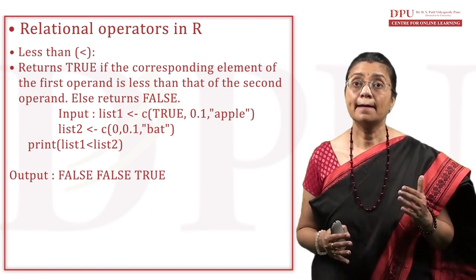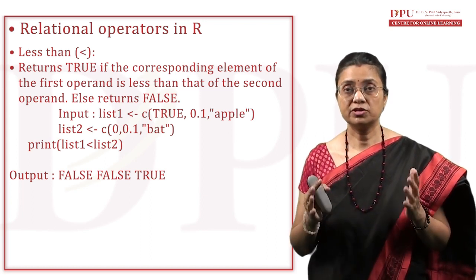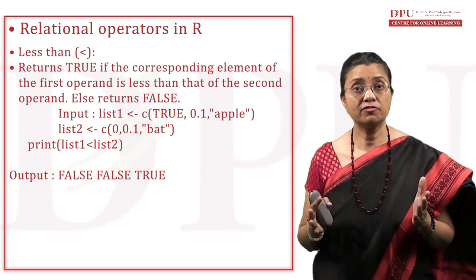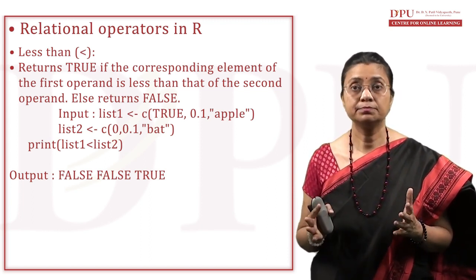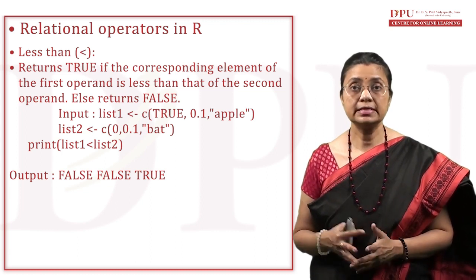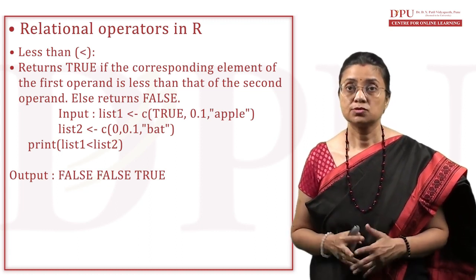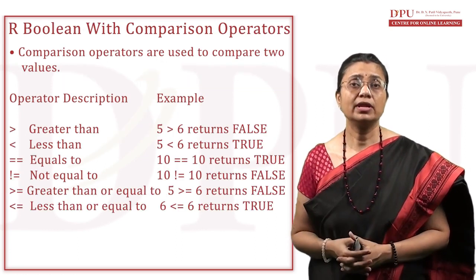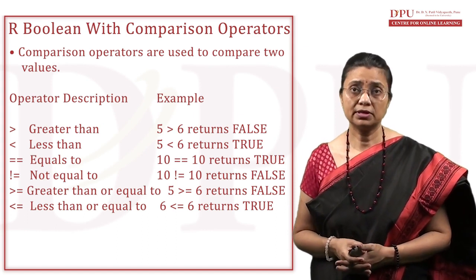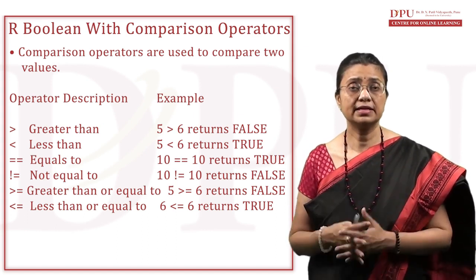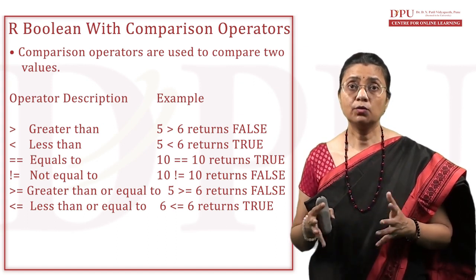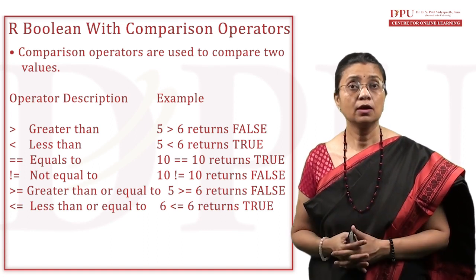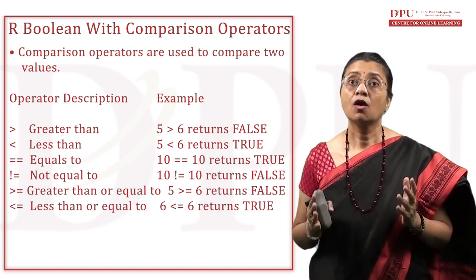Why? Because if we talk of apple and bat, alphabetically apple is less than bat. Alphabetically, we see B is greater than A. So that is how we are checking. And now have a look at the six very important relational operators, which are greater than, less than, equal to, which is denoted by double equals, not equal to, greater than or equal to, and less than or equal to.